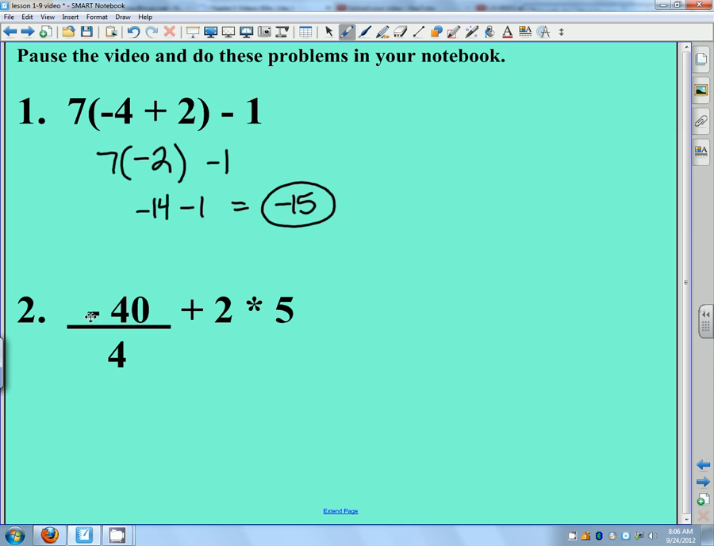Next, I have negative 40 divided by 4 plus 2 times 5. So I have division here and I have multiplication here. So when I have both of them, I have to do them from left to right, just like you'd read in a book. So I'm going to start over here. I'm going to do negative 40 divided by 4, so that gives me negative 10, plus 2 times 5 is 10, so negative 10 plus 10 is 0.